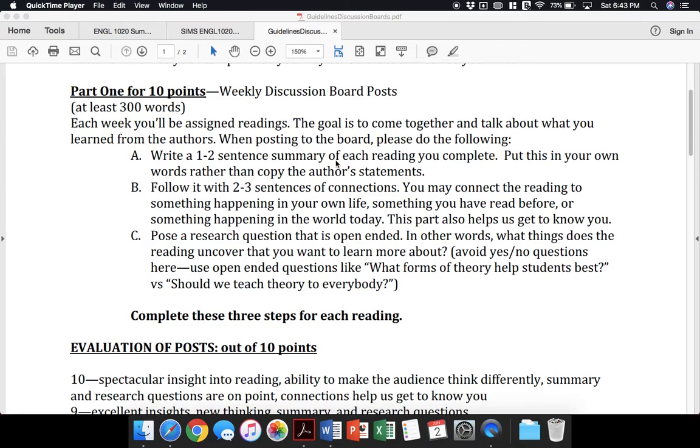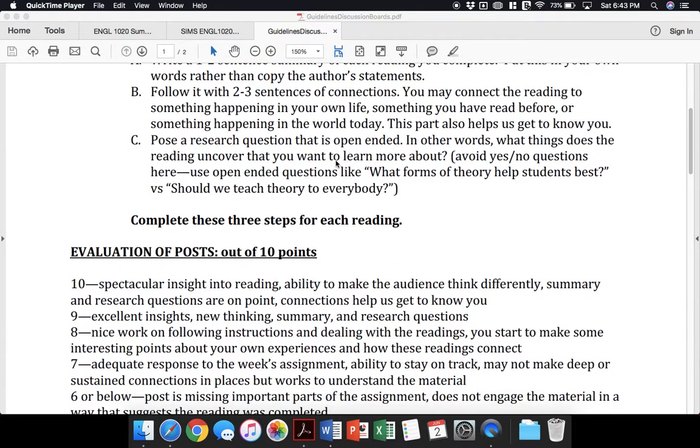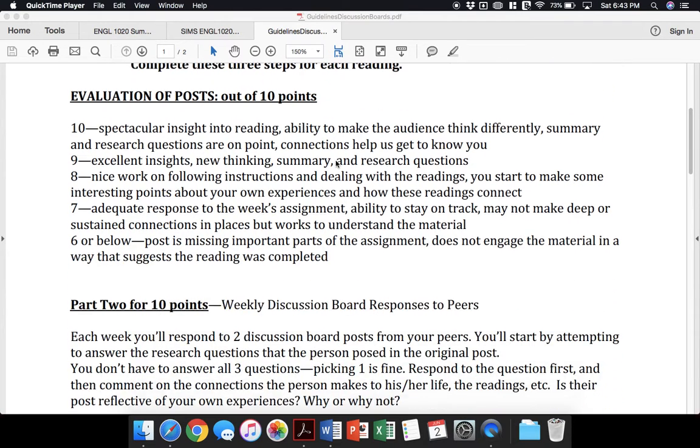And then finally, I want you to pose some sort of research question that's open ended that hopefully your peers will respond to. So, in other words, what things does the reading uncover that you want to learn more about? So try to avoid yes or no questions. Use open-ended questions like, what forms of theory help students best? Complete these 3 steps for each reading each week.